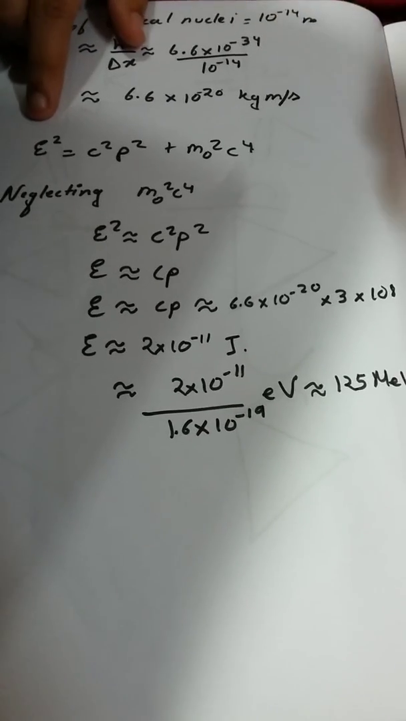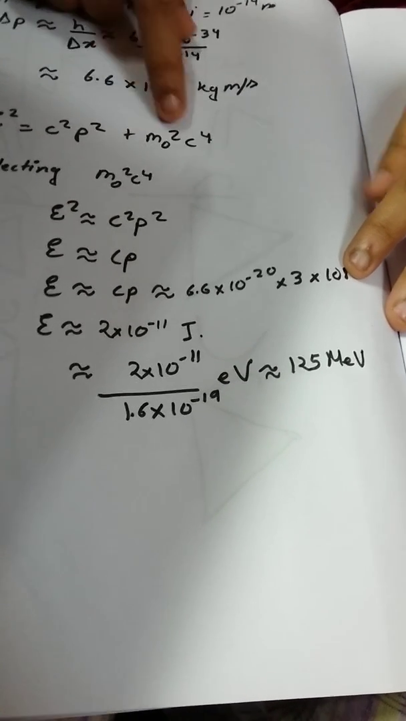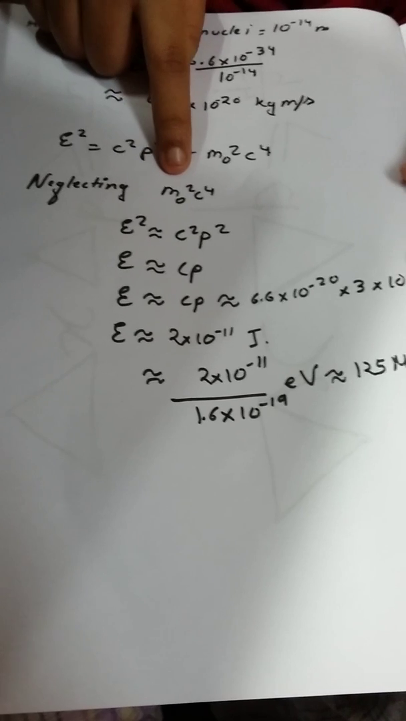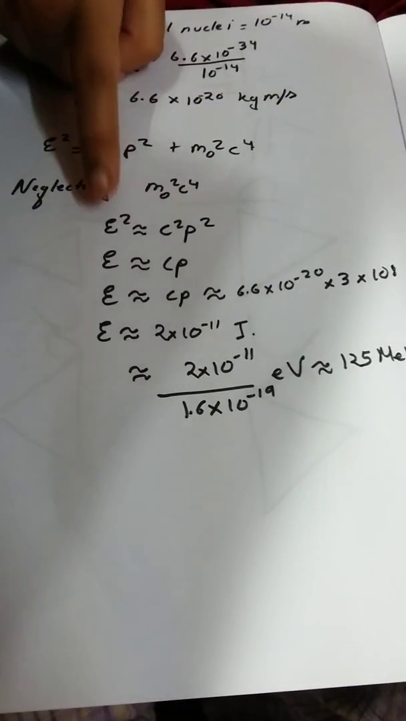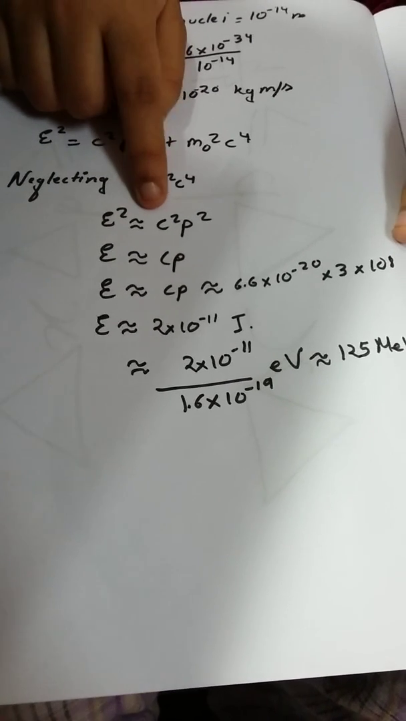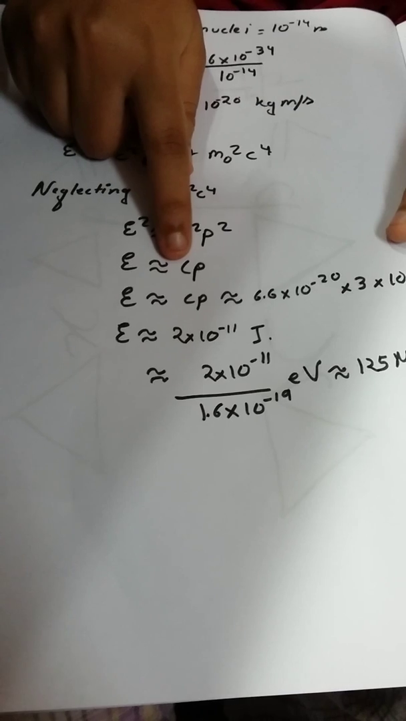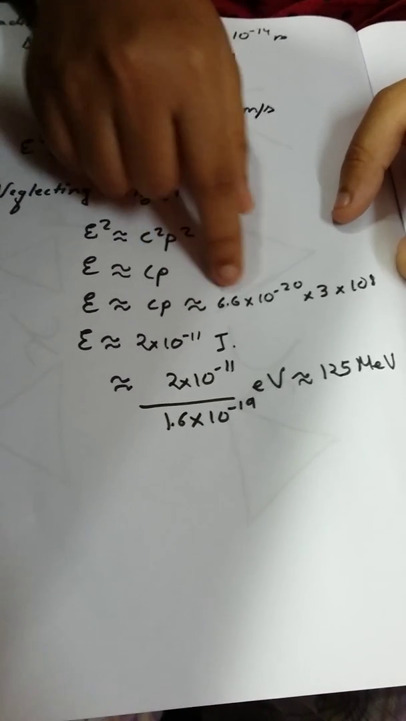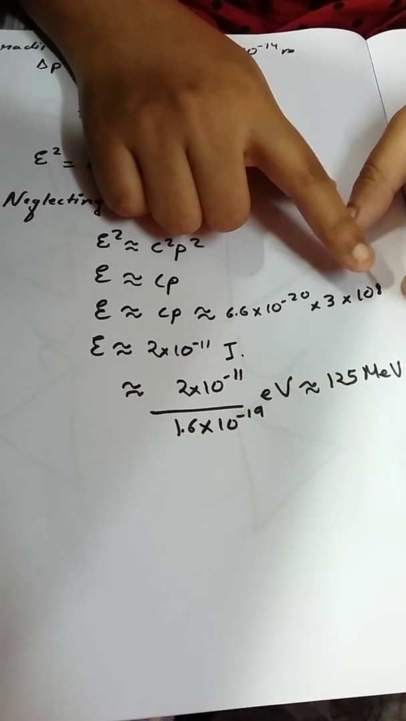and we may accordingly use E square equals c square into p square plus m naught square into c to the power 4. Neglecting m naught square into c to the power 4 because the mass of the electron is very small, E square is almost equal to c square into p square, or E is almost equal to c into p, which means 6.6 into 10 to the power minus 20 into 3 into 10 to the power 8.